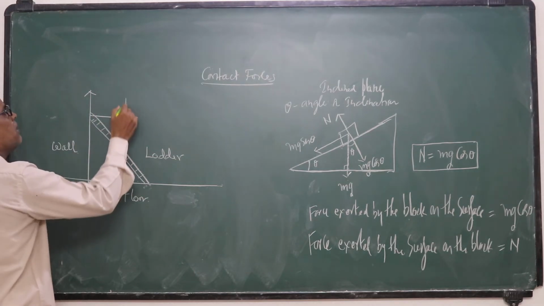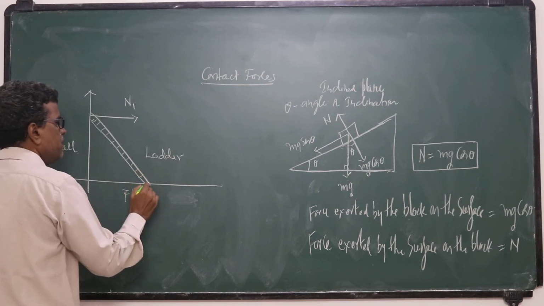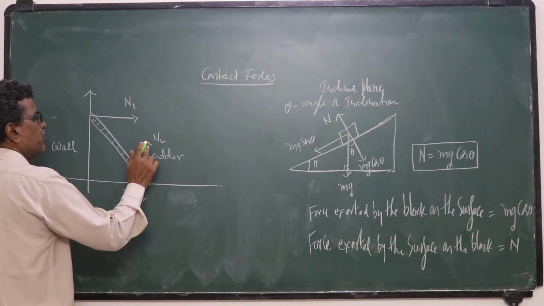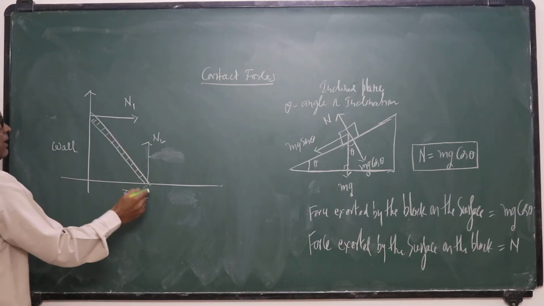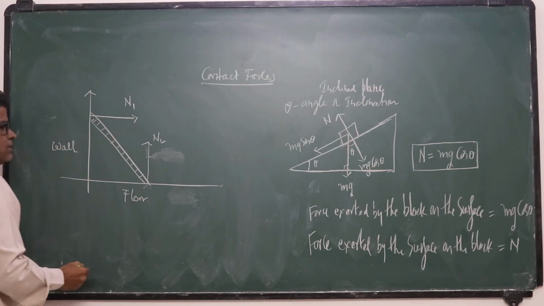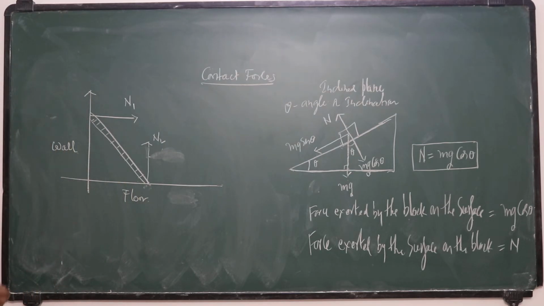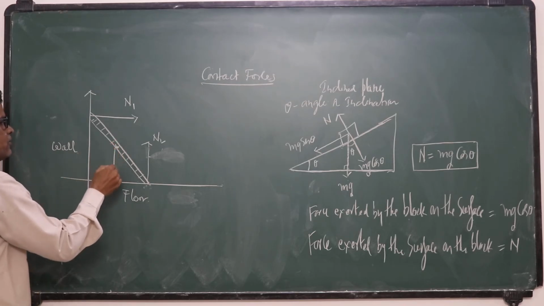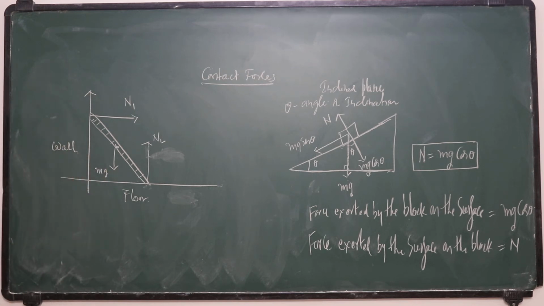Here the normal reaction acts normal to the surface like this. Let this normal reaction be N1, and this normal reaction be N2. It will act like this, N2. So these are the normal reactions acting on this body. The weight of the ladder acts from the center of gravity. So these are the forces acting on this ladder.